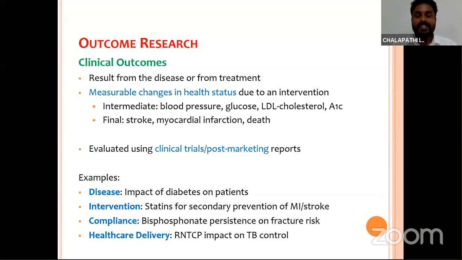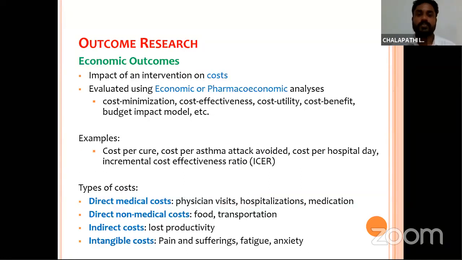So in outcome research, the first one is clinical outcome, where we check the measurable clinical benefit which the patient is getting from the treatment. Next one is economic outcome. As I said, we check the cost of the treatment, or monetary aspects, which is done through economic evaluations or pharmacoeconomic evaluations. There are different types: cost minimization analysis, cost effectiveness, cost utility, and whatever we check, that all comes under economic outcome.